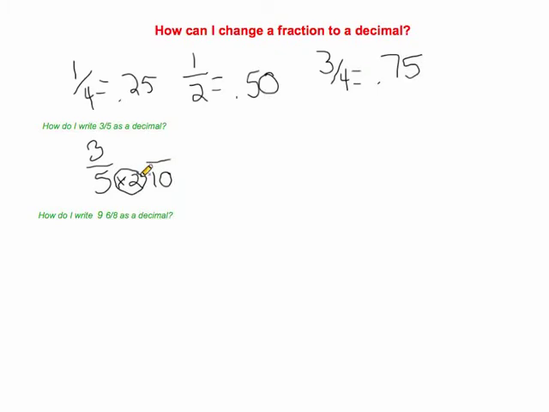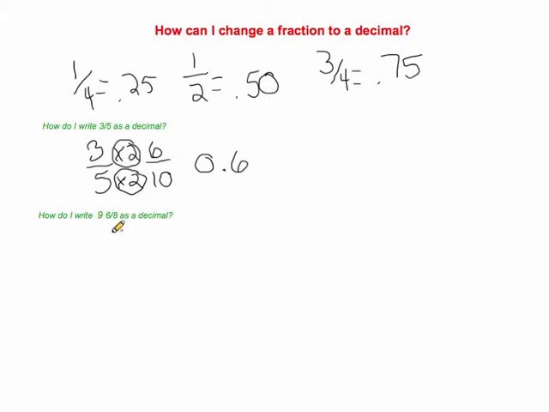If I times the denominator by 2, I know that I have to times the numerator by 2. So I know that 3 times 2 equals 6. If I read this, this is 6/10. That is easy to put in decimal form. I know that 6/10 looks like this. I just changed the fraction 3/5 to the decimal 0.6 by making the denominator a 10.